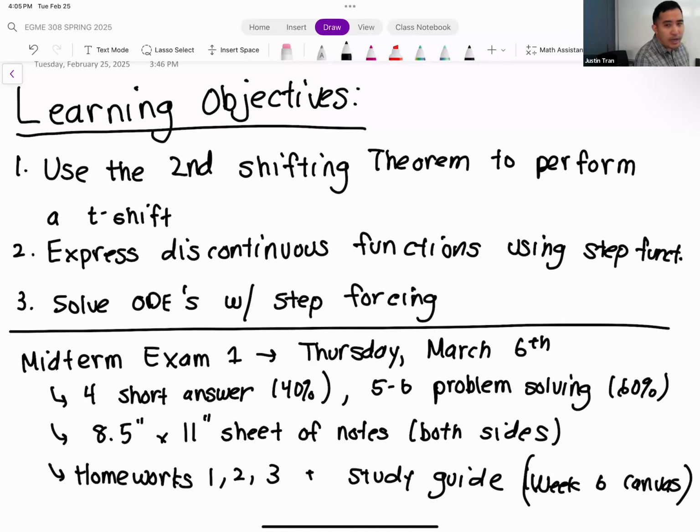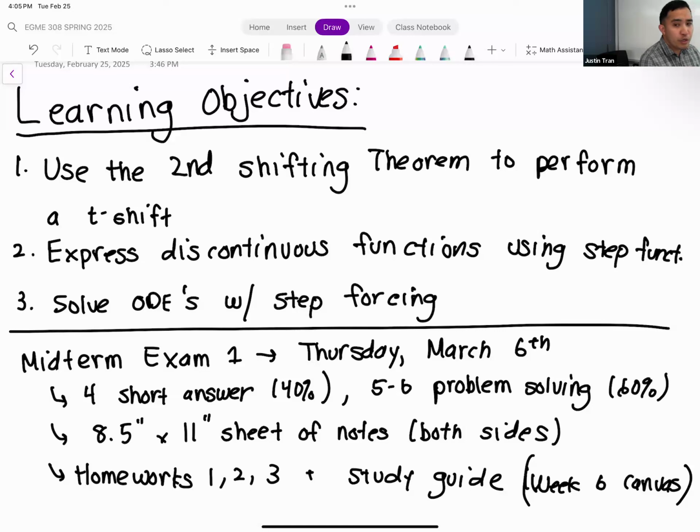Another handout I'm providing you is a study guide. If you go on the Canvas site, under week 6, there's an additional PDF. I actually just posted it about an hour ago. It's a study guide for the exam, and it gives you a nice overview of everything that we covered.